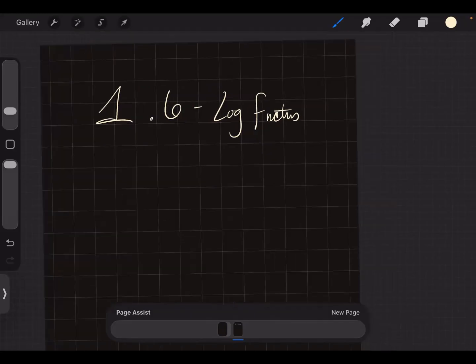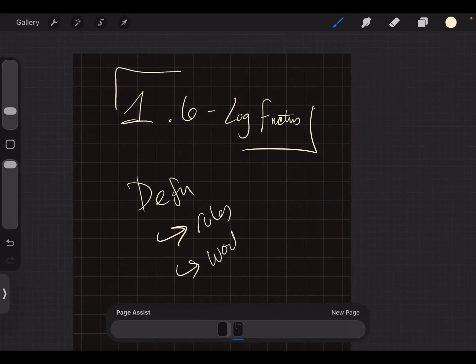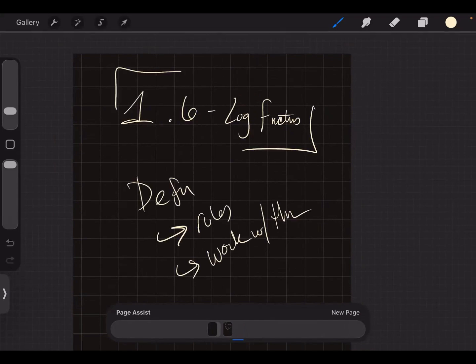Okay, so what we're going to cover today is log functions. We'll cover the definitions and some log rules, how you could work with them, stuff like that. All right, cool.